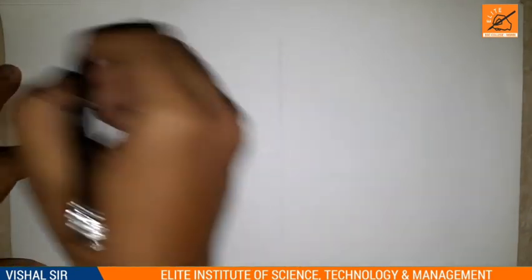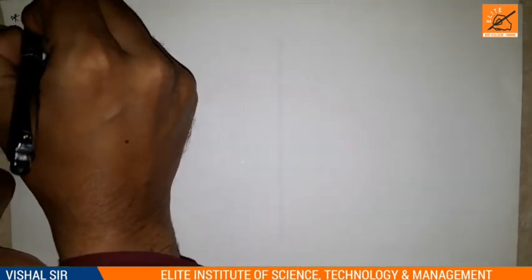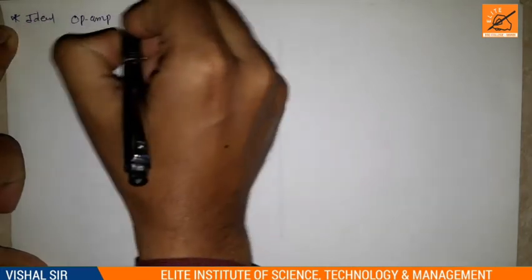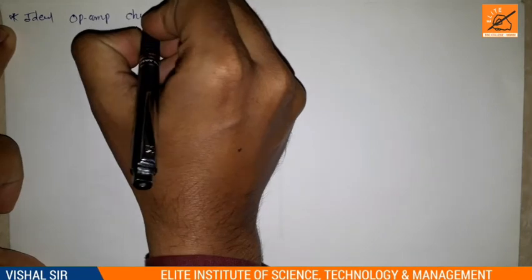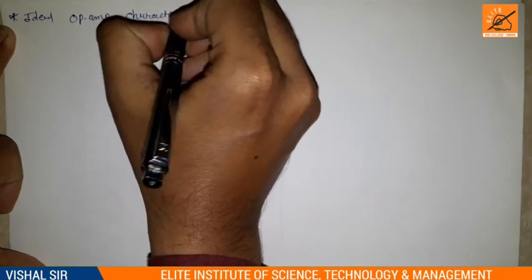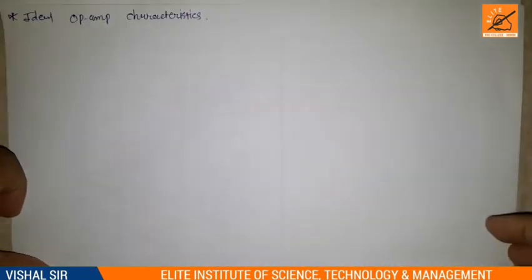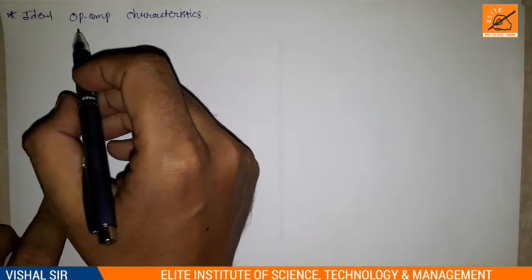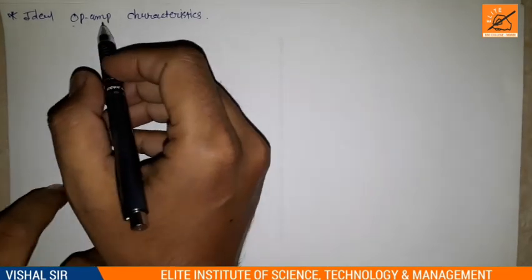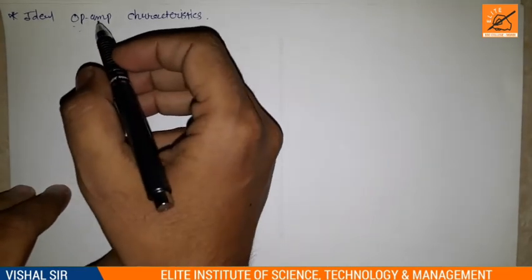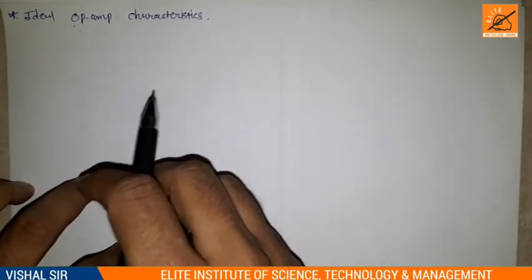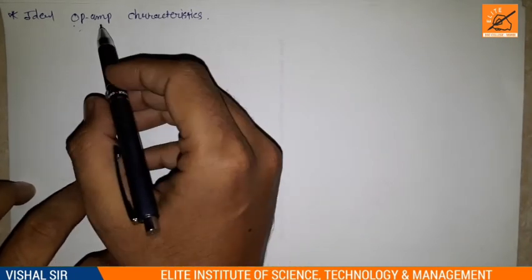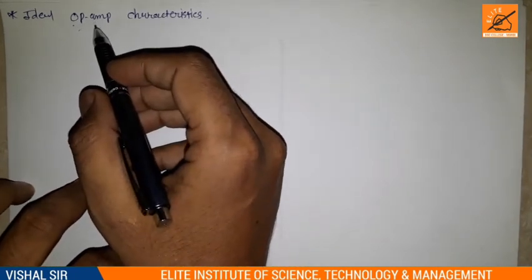Now we will discuss ideal op amp characteristics. Before starting this, we should know the meaning of op amp. Op amp is nothing but operational amplifier. So why is it known as operational amplifier? Because using this amplifier we can do different operations.